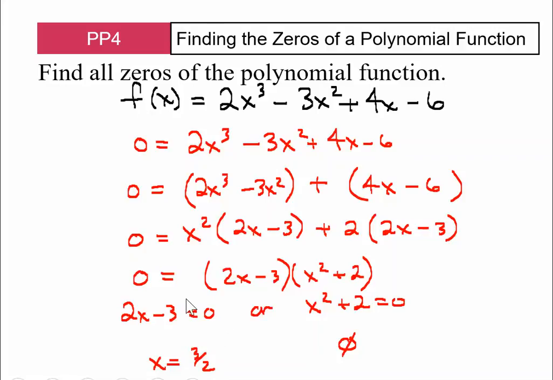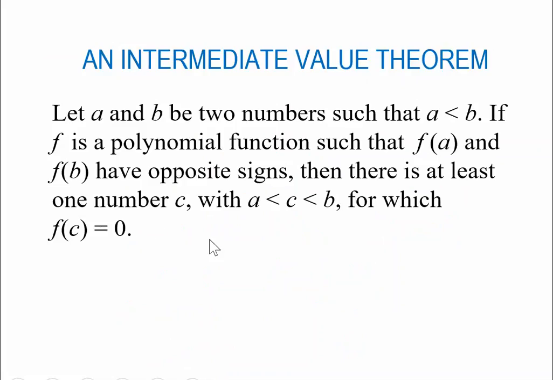Let's look at one extra little problem here, something called the intermediate value theorem. So how do we know whether there's actually a 0 or not? If we can't find the 0, how can we still tell that there should be a 0? The intermediate value theorem just says this: if you have 2 numbers, a is less than b, and you take f of a, you put a into the function, then you put b into the function, and you have opposite signs, then you know that there's at least one number in there somewhere. We call it c, for which f of c equals 0.